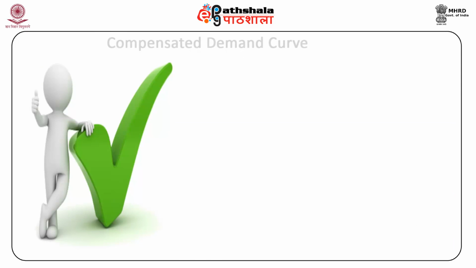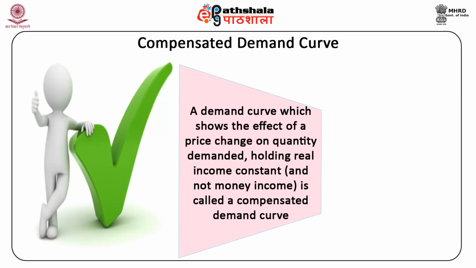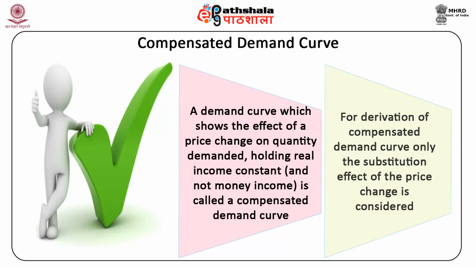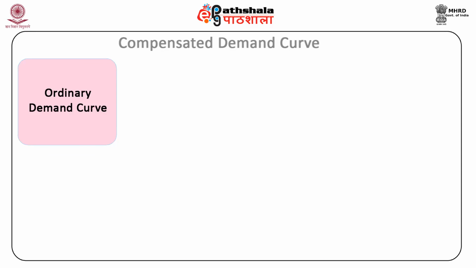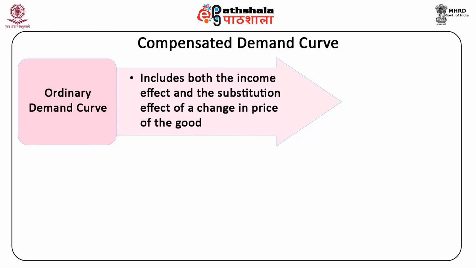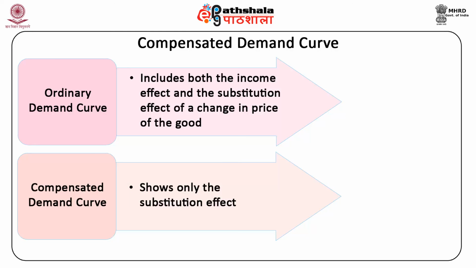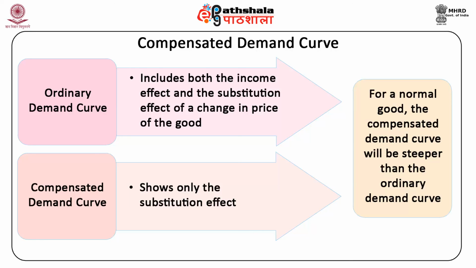But sometimes we are more interested in studying the change in quantity demanded when real income is held constant rather than money income being held constant. Such a demand curve, which shows the effect of a price change on quantity demanded holding real income constant, is called a compensated demand curve. For derivation of the compensated demand curve, only the substitution effect of the price change is considered. Thus, whereas the ordinary demand curve includes both the income effect and the substitution effect of a change in price of the good, the compensated demand curve shows only the substitution effect. It follows that for a normal good, the compensated demand curve will be steeper than the ordinary demand curve.